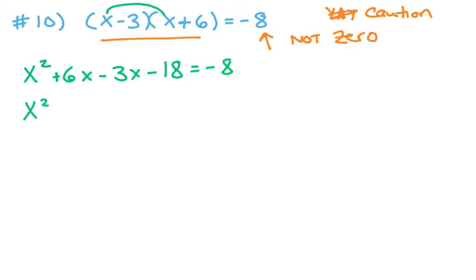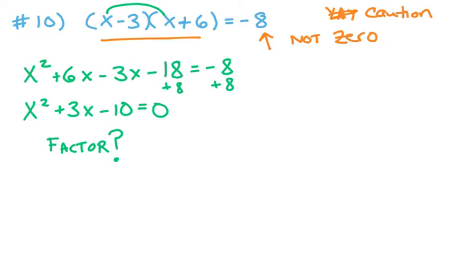X squared plus 3x. If I turn this into a 0 over here, then this will give me minus 10 equals 0. Does this factor? Can we factor this? You might think about it for a while. 10 equals, well, the factors of 10 are 1, 2, 5, and 10. That looks like a candidate.